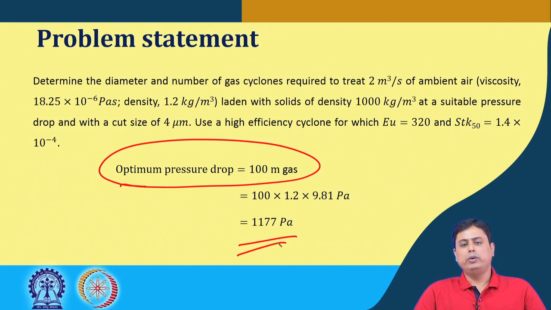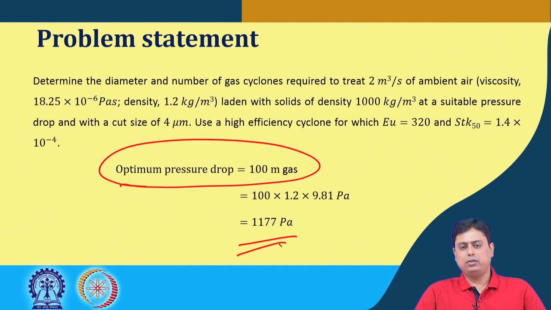Now, the physical properties, viscosity and density of this particle laden gas, are given. The density of the particles is provided. The pressure drop is also mentioned. The required cut size is 4 micron: particles of 4 micron and bigger than that we have to separate from this mixture, or this suspension, or the particle laden gas phase. This is the requirement.